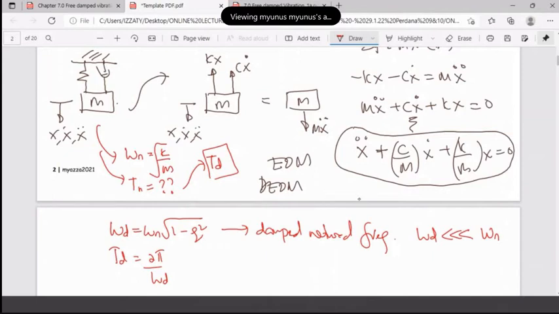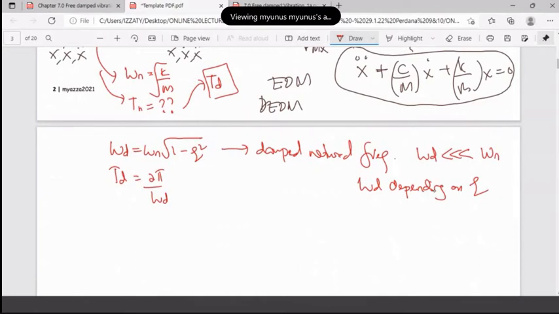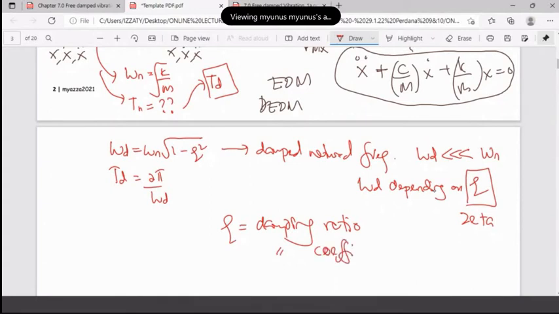And the omega d depends on, sorry, on zeta. This is called zeta, Z-E-T-A. And what is zeta called? Damping ratio, or sometimes we call it damping coefficient. It has no units, unitless. And c here is the damping constant.